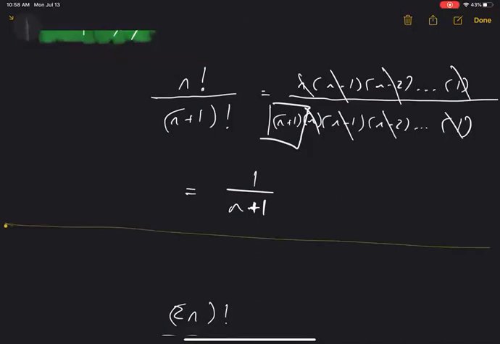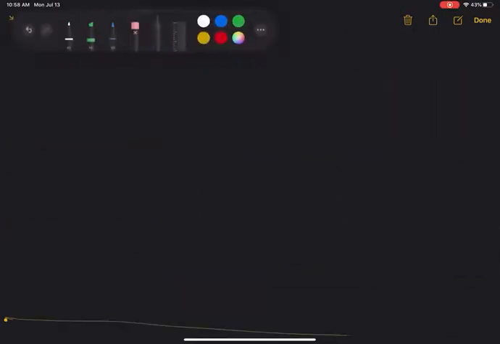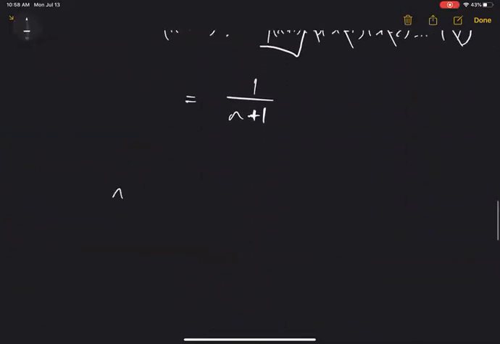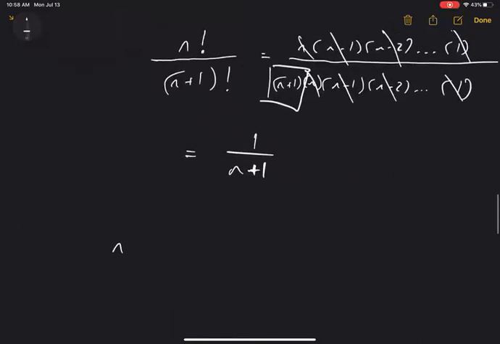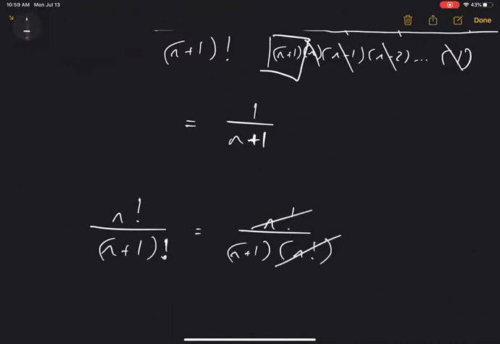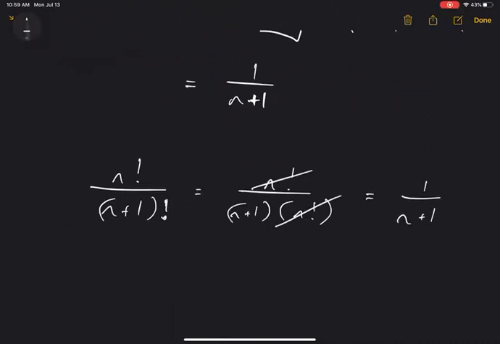You could also think of it this way, which is how I usually think of it. It's the same thing, but maybe a little neater. You have n factorial over n plus 1 factorial. How could we write n plus 1 factorial? It's the same thing as n plus 1 times n factorial. Now the n factorials cancel, and I'm left with 1 over n plus 1. If you're comfortable with that, you could do it that way as well.